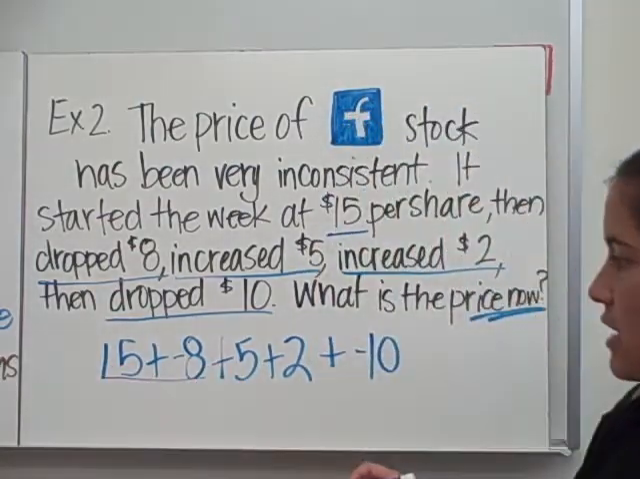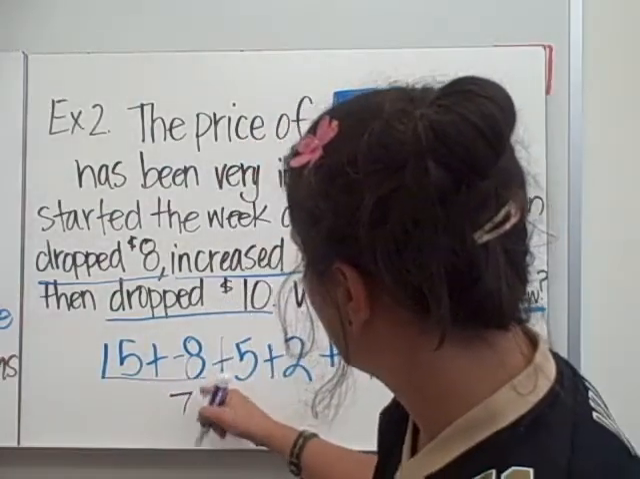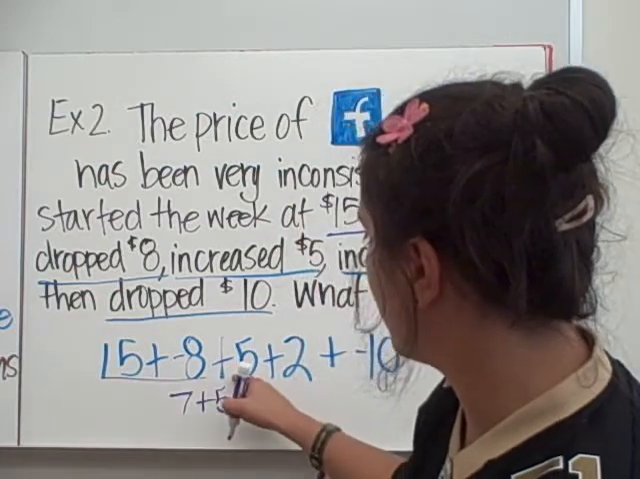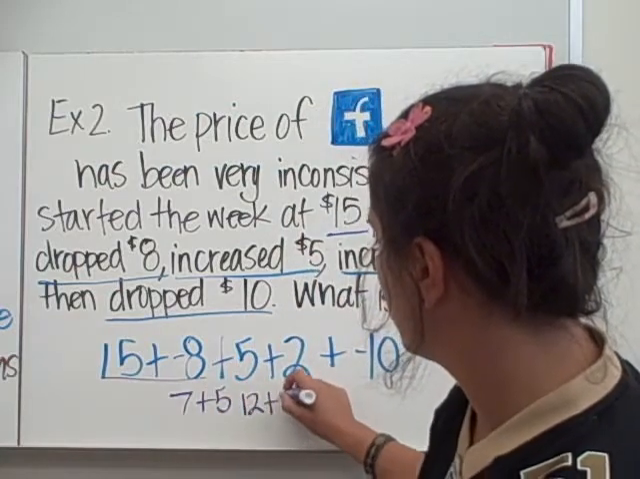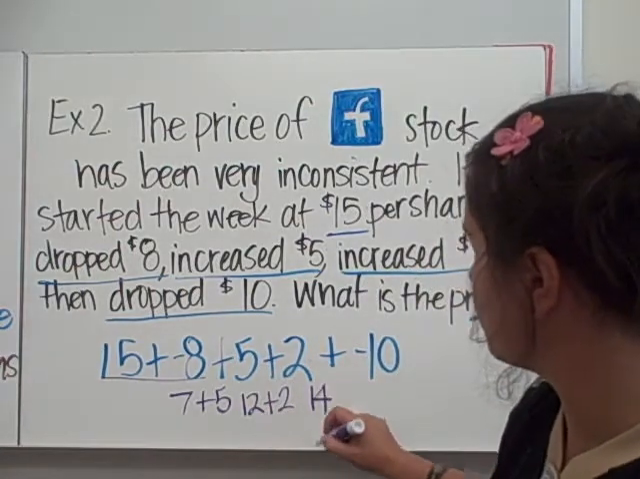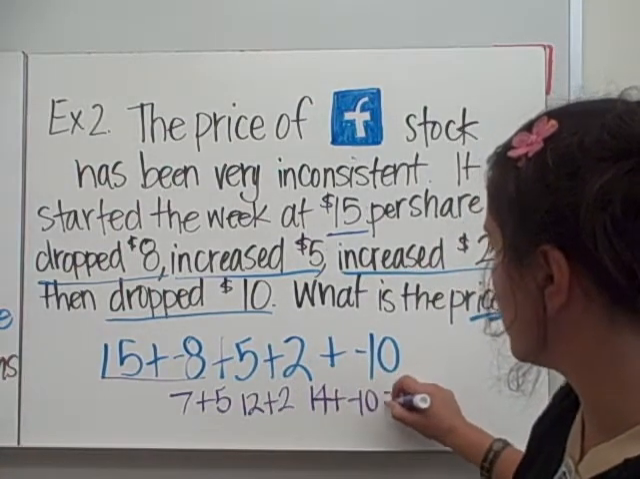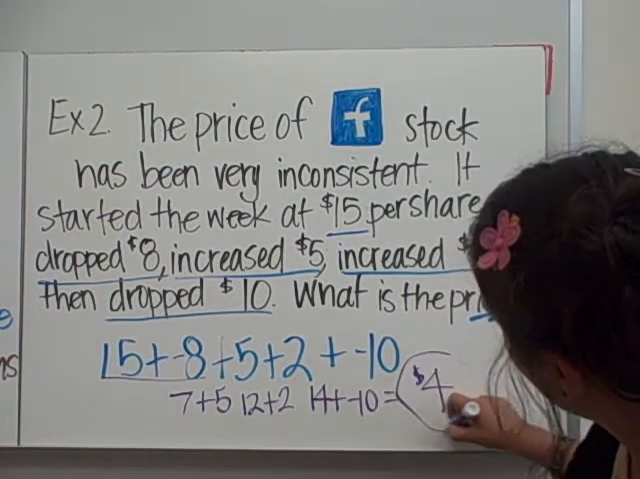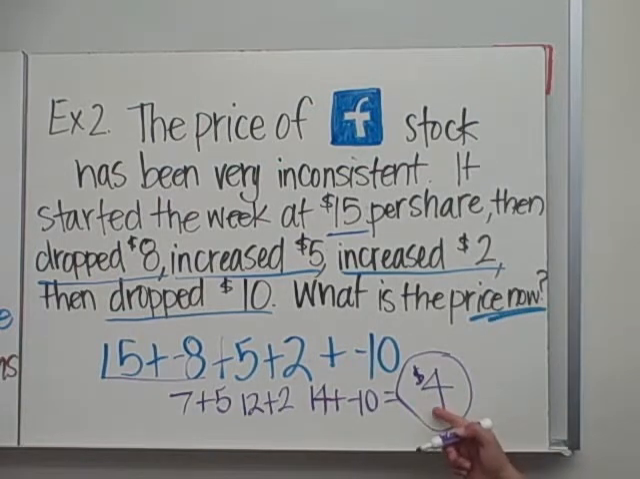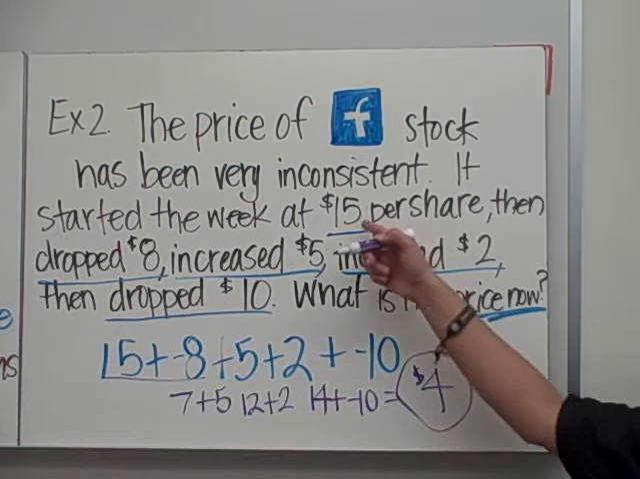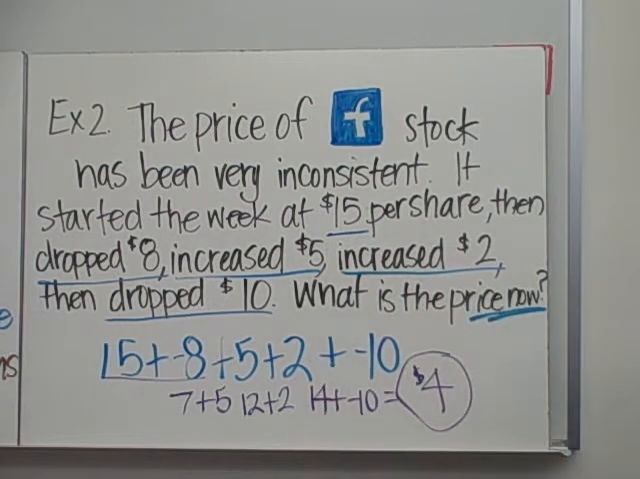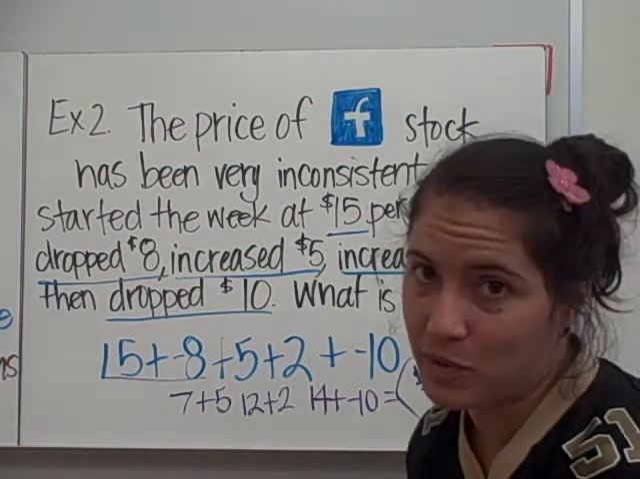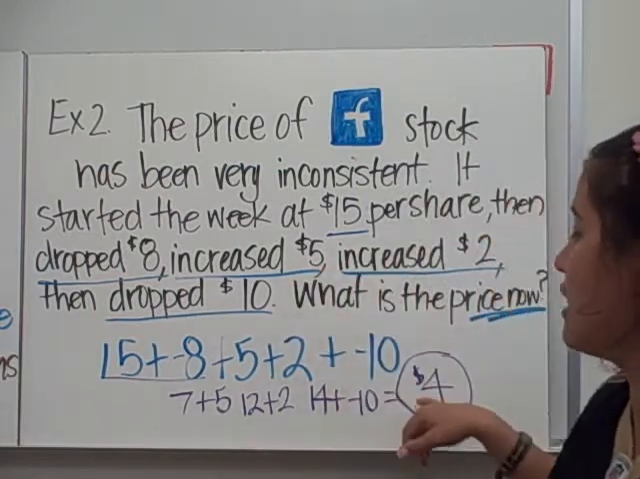So I have 15 plus negative 8, which is going to be 7. 7 plus 5 is 12. 12 plus 2 is 14. And then 14 plus negative 10 is going to give me $4. So the Facebook share or stock now is $4 per share, which is definitely lower than when it started. It started at 15 and now it's only worth $4. So it's definitely a good time to buy Facebook stock, but the people who bought it at 15 now have lost money.